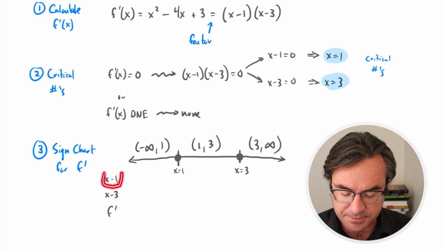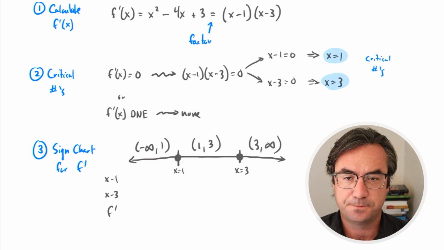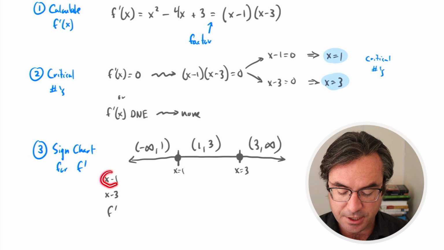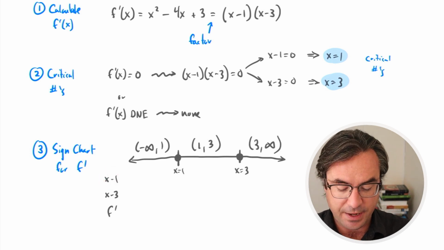So let's see what we mean. Let's look at this x minus 1 factor, and let's test this first interval. So we want to know, is this going to be positive or negative? And the way we can do this is with a test number.